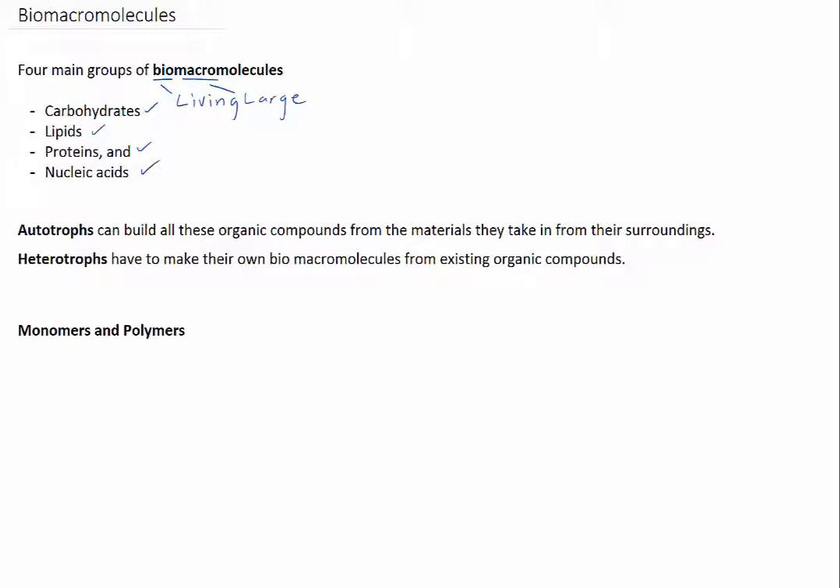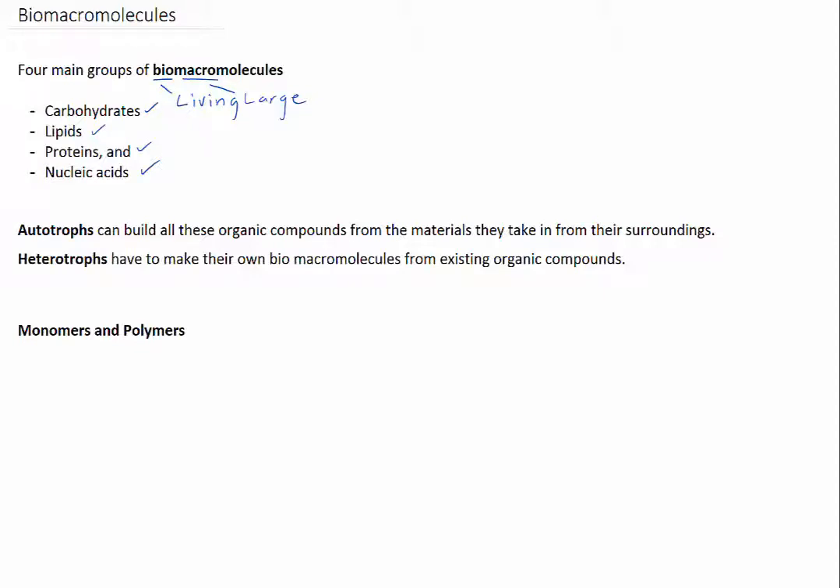Autotrophs can build all these organic compounds from the materials that they take in from their surroundings. So for example, seaweed, eucalyptus grass, and microscopic algae all produce simple sugars through photosynthesis. They can then use these simple sugars to build other kinds of compounds such as sucrose, starch, and cellulose, which help to form the structure of these organisms.